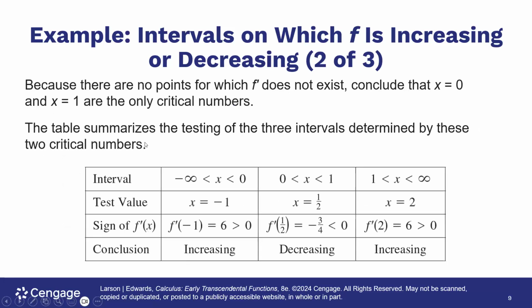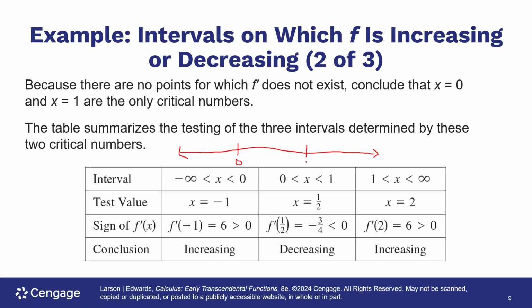Now, we use our critical numbers. What might be helpful is if you create a number line and place those critical numbers on the number line so you can easily see where your intervals lie. Remember, our critical numbers were 0 and 1. So if I were to place 0 and 1 on a number line, I'll see these intervals much more clearly.